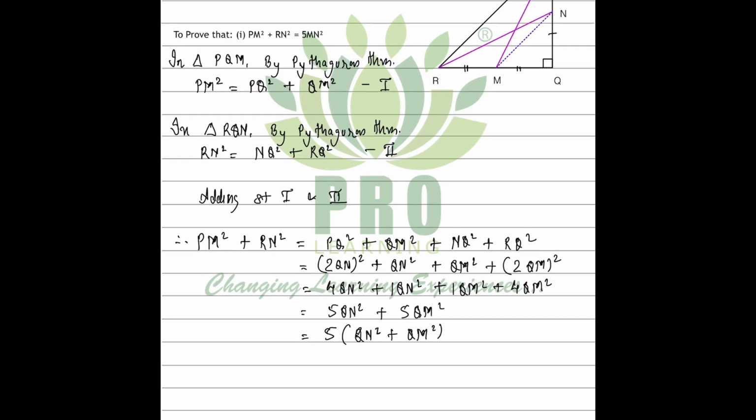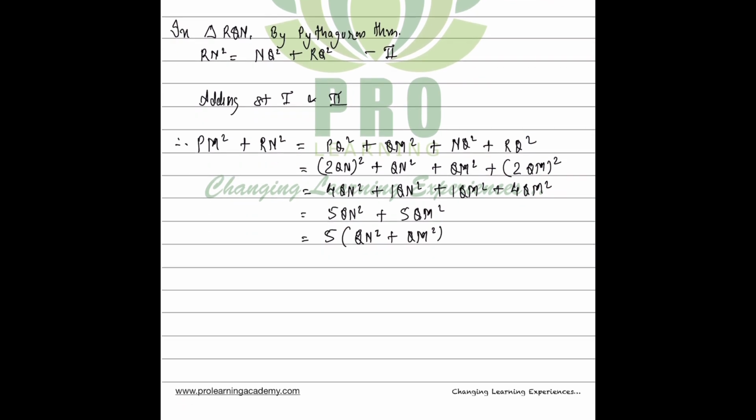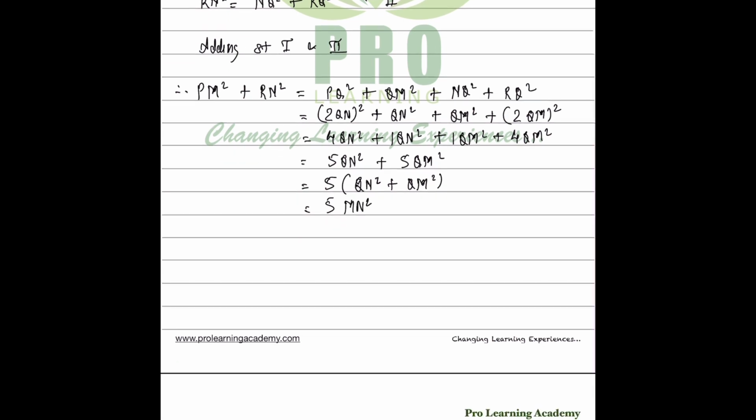So from the triangle, QN square plus QM square gives us MN square. So this becomes 5 MN square. So we have got the proof. The proof for the first part was, this was required to be proved, equals to this. So we have got this part first. So if we just highlight this, we have the first part here with us.